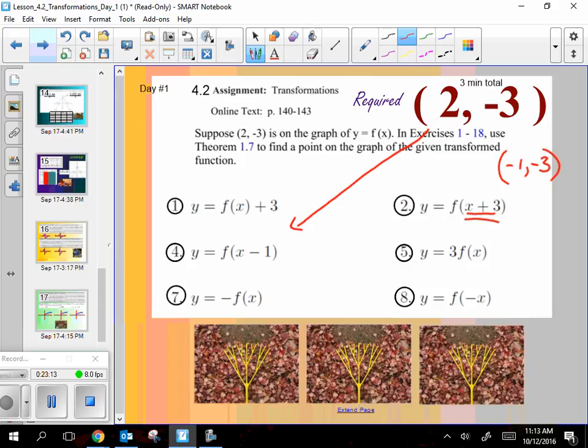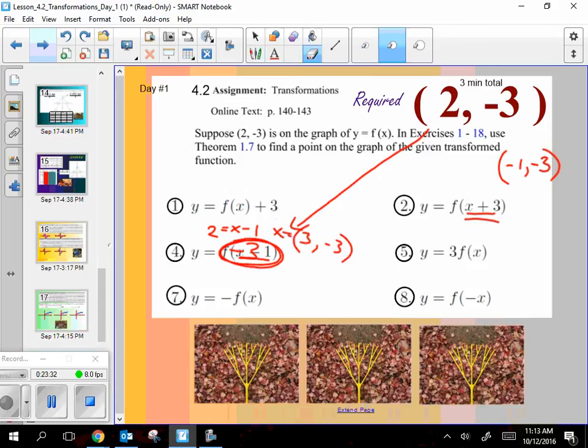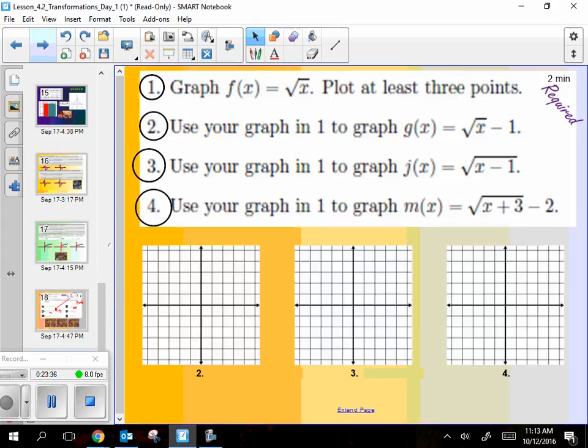Did you get 3 comma negative 3? All right, good. Because you should have said 2 is equal to this, x minus 1. And then you solve it by adding 1, x equals 3. And then this part is f of x, so it's negative 3. And y is negative 3. So 3 comma negative 3 is your new point. Okay, good enough on those. You can finish up through 8 there.